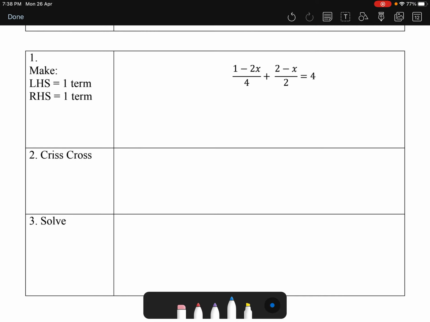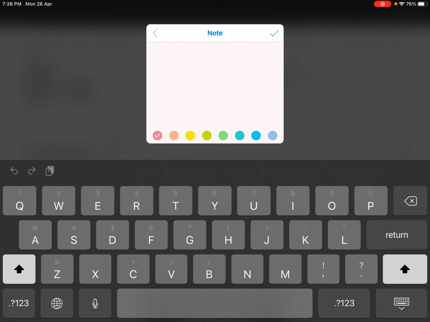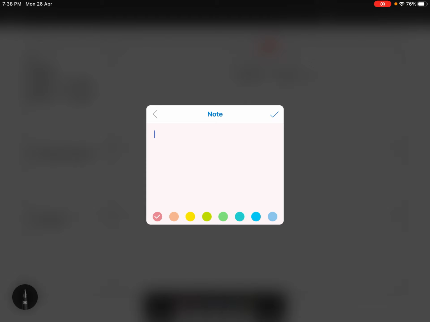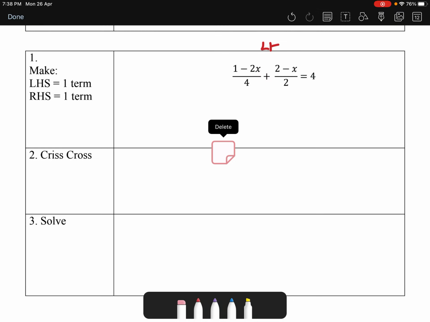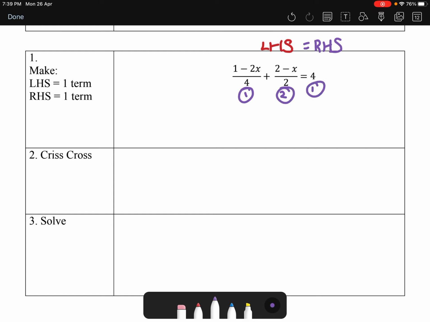Third case, you will see 2 terms on the left hand side and 1 term on the right hand side. Left hand side, there are 2 terms, the first term and the second term. Right hand side, only 1 term. So it's good, I only need to deal with the left hand side. The first and the second term, I combine them together.